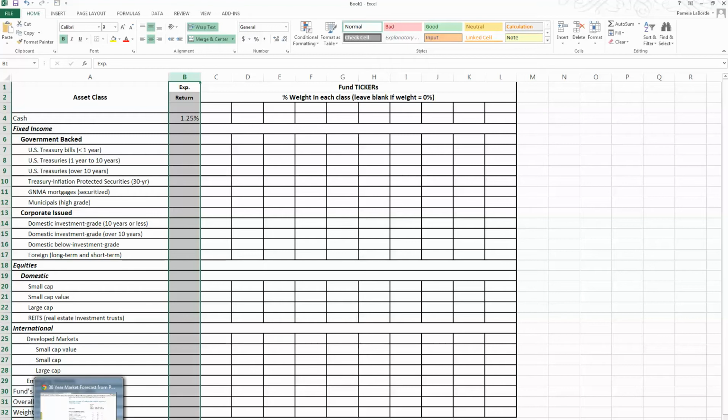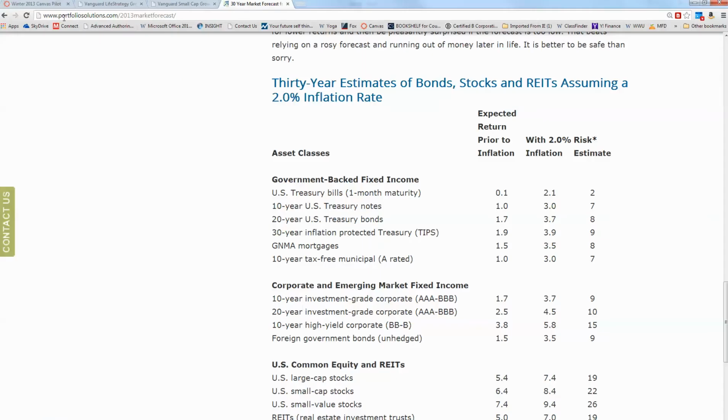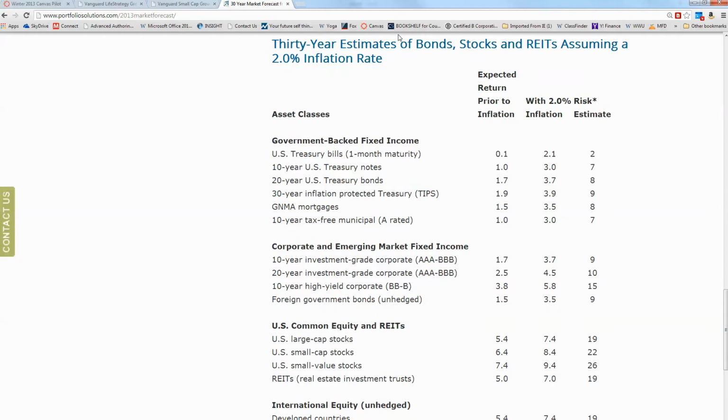I'm willing to let you use this website called Portfolio Solutions. The link to that is on the Canvas website, and once you click through that link and scroll to the bottom of the page, you'll see 30-year estimated annual returns for these different asset classes. Now, they assume a 2% inflation rate, and that may not be a valid inflation rate for you to use in your scenario. So what you need to do is work with this first column of expected returns. These are the real returns, and then you need to add your inflation percentage to those.